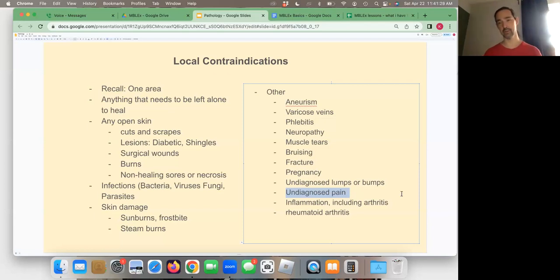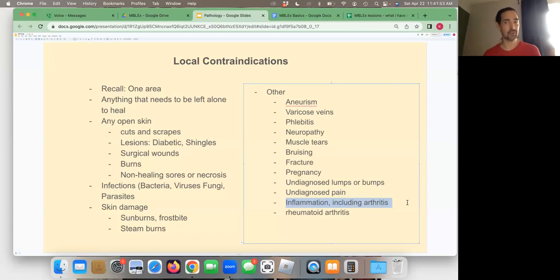And you'll start to get to know those with experience. For the purposes of the MBLEX, just any undiagnosed pain, if they say the pain is undiagnosed, it's a local contraindication. Inflammation, including arthritis, dig that. You're not supposed to work on areas that are inflamed, where the joints are breaking down.